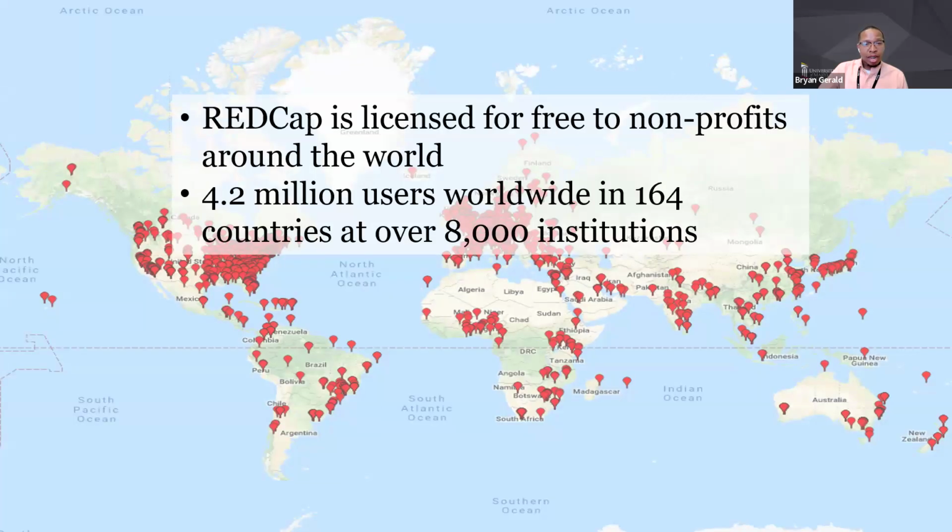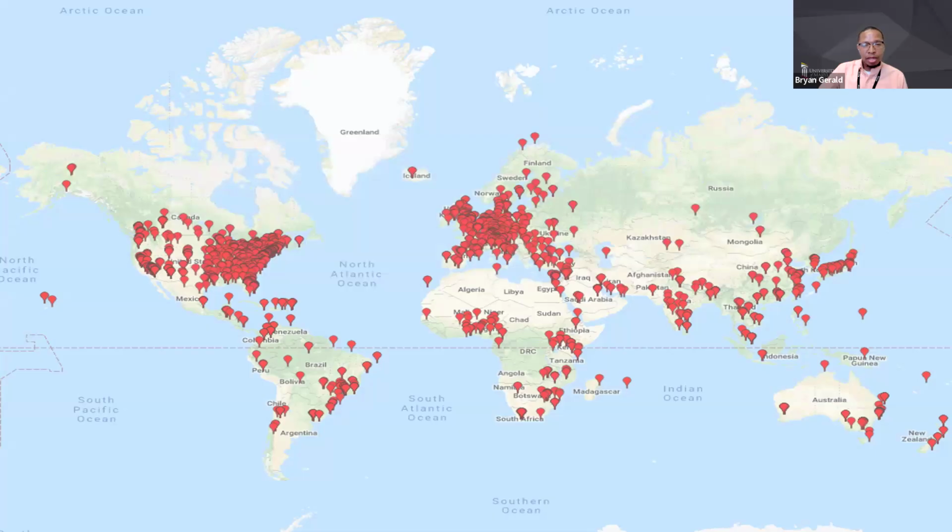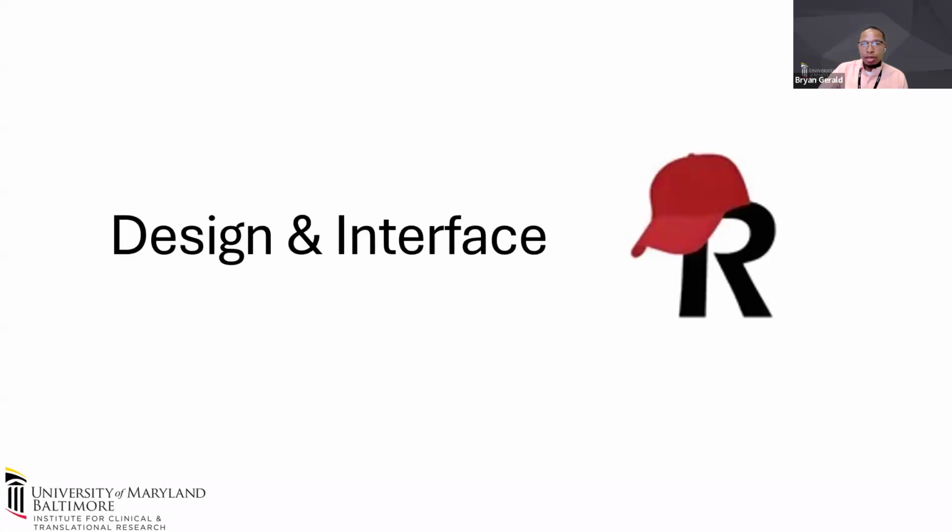REDCap is licensed for free to nonprofits around the world. There is over 4.2 million users worldwide in 164 countries at over 8,000 institutions. As this slide moves away, you'll see a red pin on this globe, and each pin represents an institution or an organization that has at least one instance of REDCap. Some institutions may have one or more, just depending on their cases.